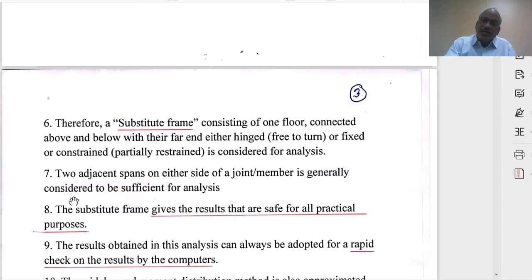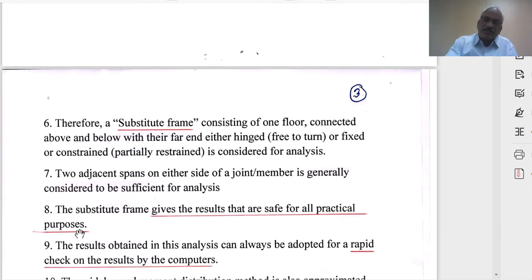Suppose it is for a joint, two spans on the left hand side and two spans on the right hand side alone will be considered for the analysis. Other things need not be considered because the loads on other spans, third span, fourth span, fifth span, etc., will not have that much effect on the particular span. Right. The substitute frame gives results that are safe for all practical purposes.